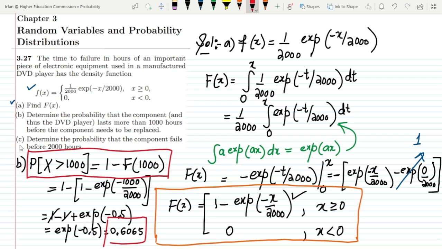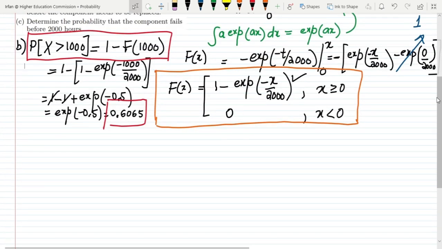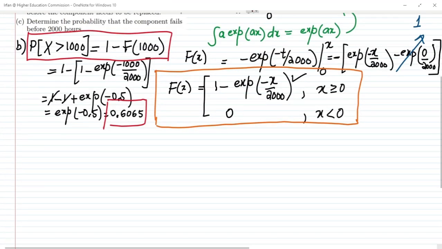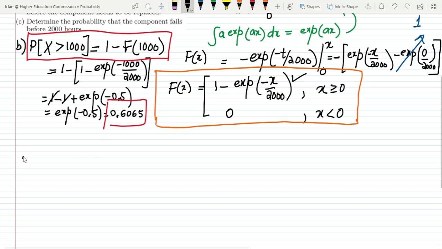Okay, the last part of it is to determine the probability that the component fails before 2000 hours. It means it will not reach the 2000 hours, or it will malfunction before these 2000 hours. So let me move down somehow. Here let me solve this question. I have to find the probability that the hours are less than 2000.